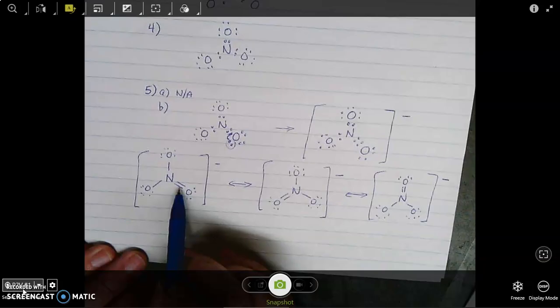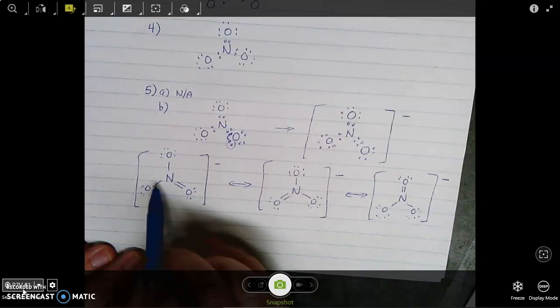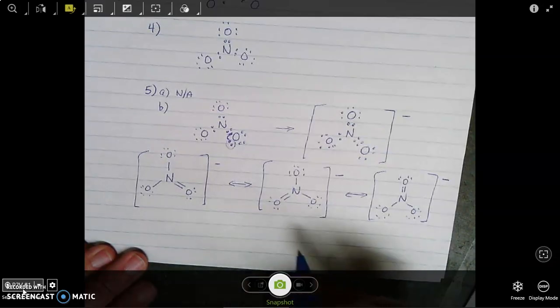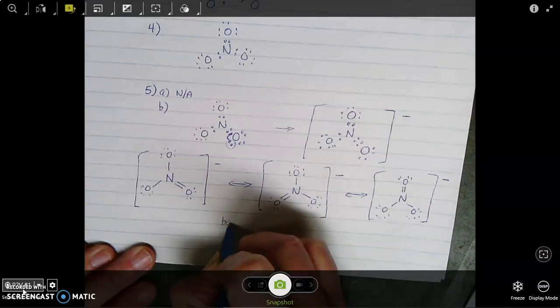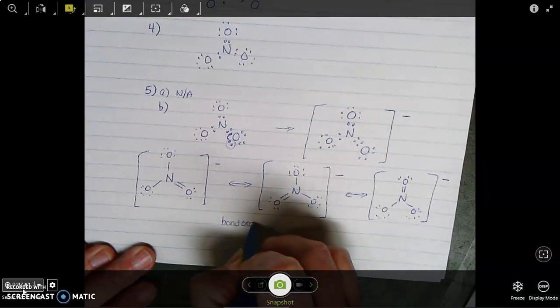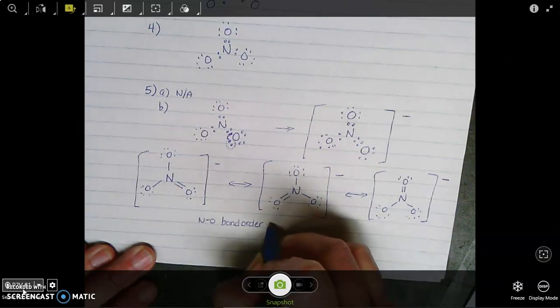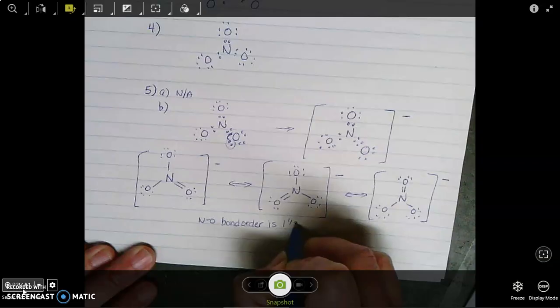The electrons in this double bond spend part of their time here, part of their time here, and part of their time here. They move around these three structures so fast as to make each one of these NO bonds identical. Identical in length, identical in strength, and what we say is that the bond order is 1 1/3. Now think about what that means. So the NO bond order is 1 1/3.